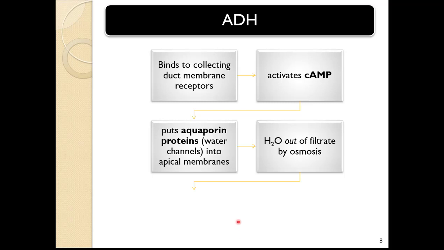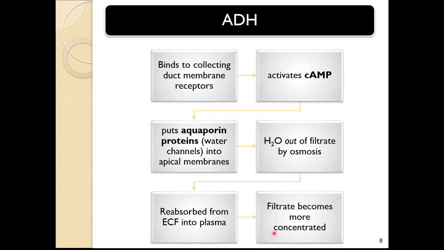Because of this, water then comes out of the filtrate by osmosis. So in other words, remember the surrounding extracellular tissue has a very high concentration of solutes. So water is going to chase solutes. And then that water eventually gets reabsorbed from the extracellular fluid into the blood plasma. And a secondary effect is that our filtrate becomes more concentrated.